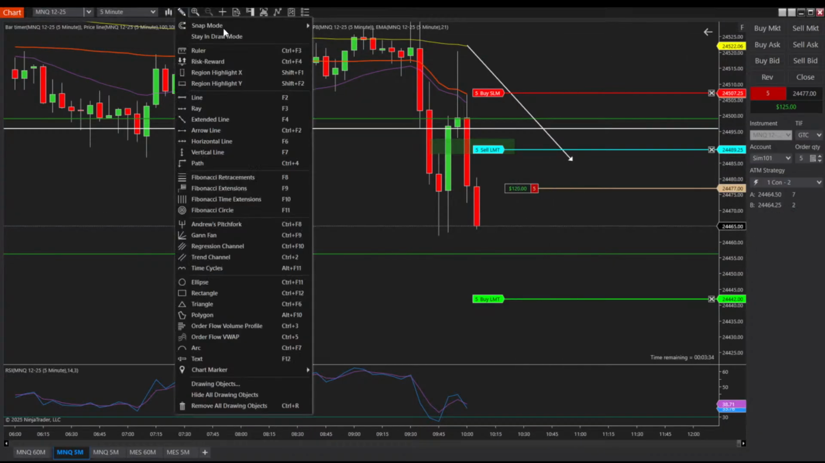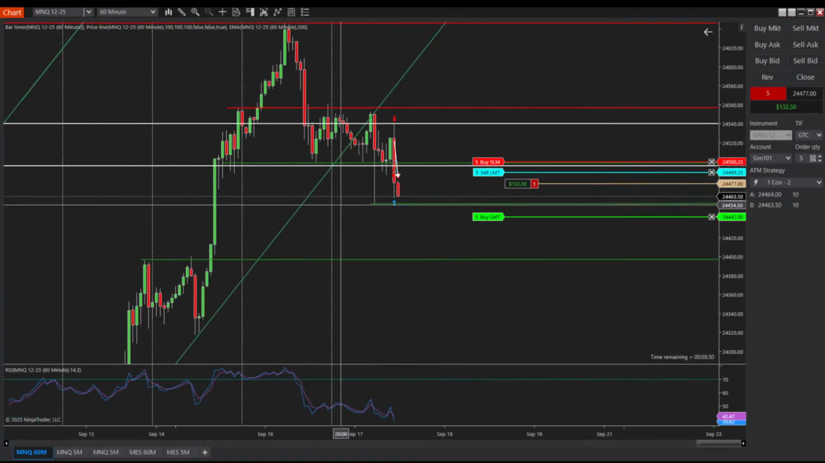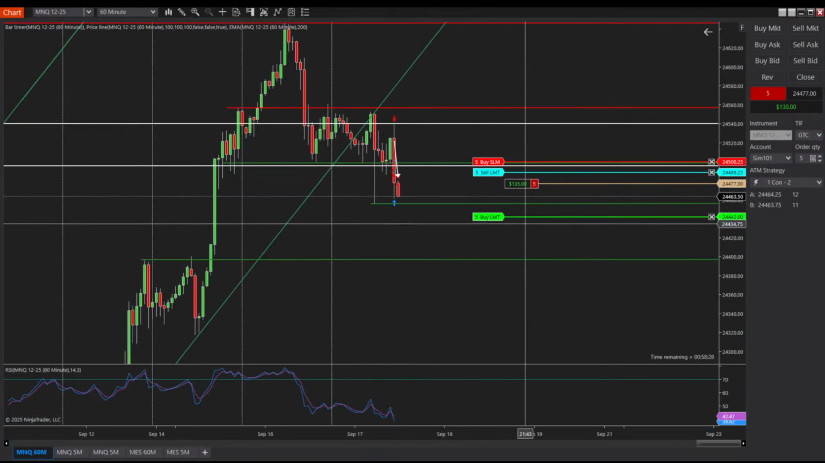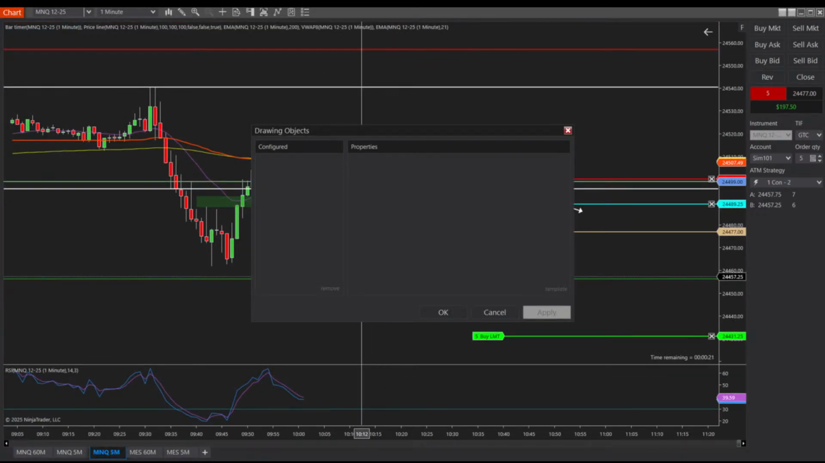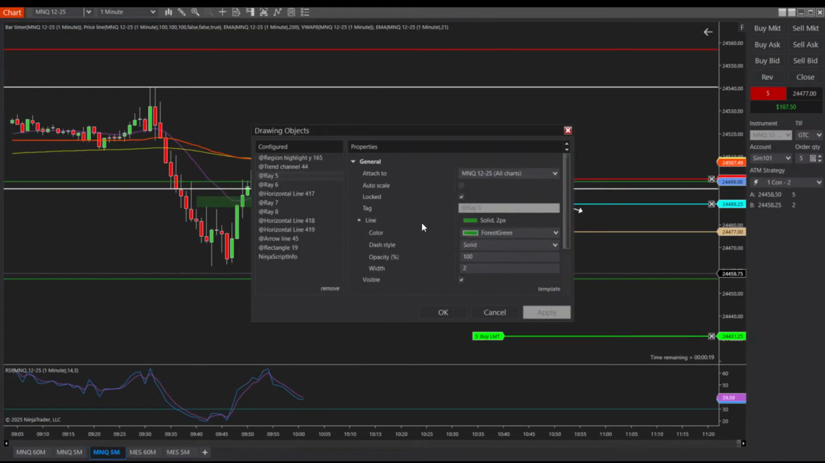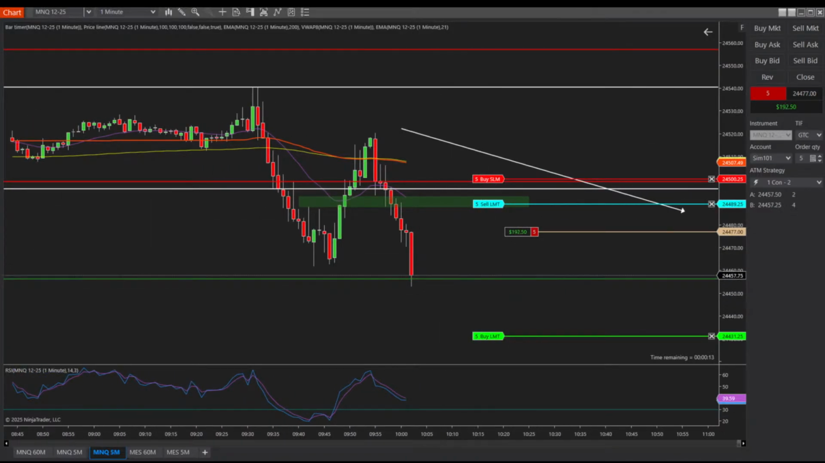And let's go. Alright, so I'm expecting this hourly support to still hold. So I'm expecting this to now hold as resistance. So I'm gonna actually change the color of this line. Look at that move.